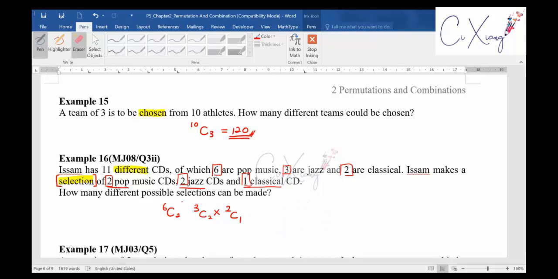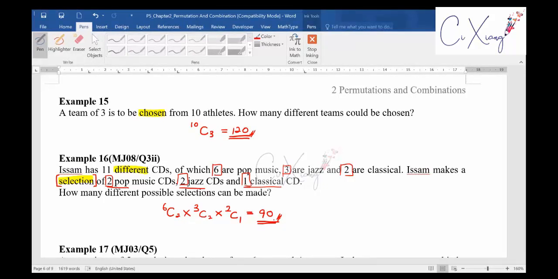Okay, so I cannot put a plus here because if I put a plus here, it is actually not a complete selection. This one means that you only have 2 CDs. Your complete selection is 5 according to the question. Alright, so this is not a complete selection yet. So to make a selection which is complete, you have to multiply them. Okay, so for this question, you have 90 as the answer. Okay, so these two examples are quite straightforward generally.